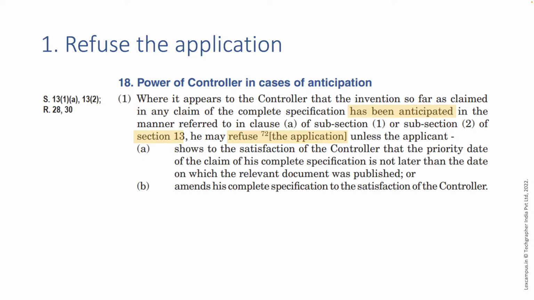Now, there are two things here to remember. This is what the controller can do. Now, you may ask a question because eventually you are going to become patent agents. You may ask what should be the response of a patent agent if the controller raises an issue of anticipation. Now, the Act here, 18.1, gives two responses that a patent agent or an applicant can do.